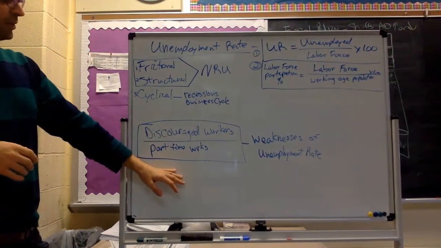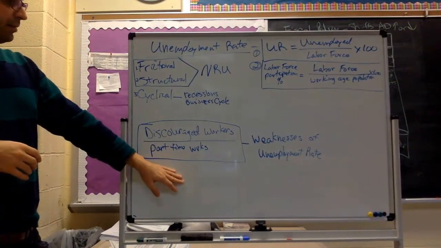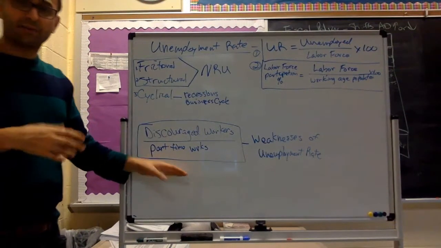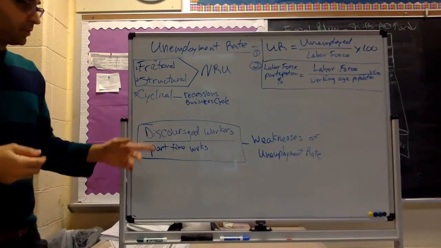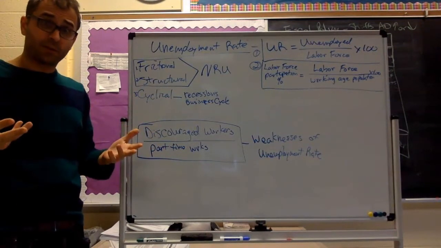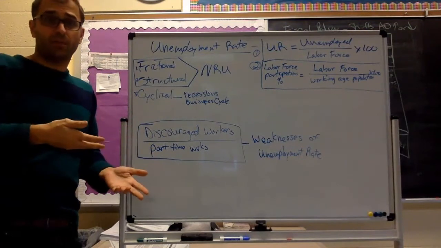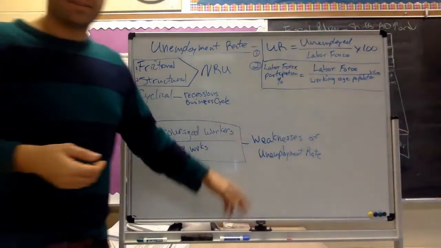Okay. So part-time workers are not included in unemployment. They're counted as employed. Discouraged workers are not included. It means they stopped looking for work. If you're not looking for work, you can't be unemployed. So those are weaknesses of the unemployment rate.